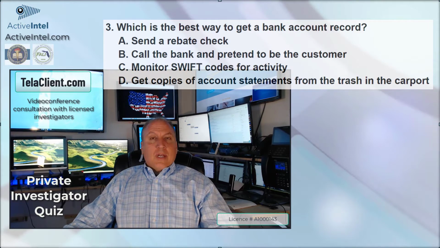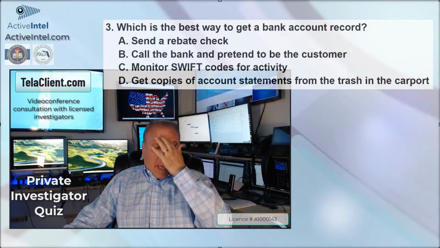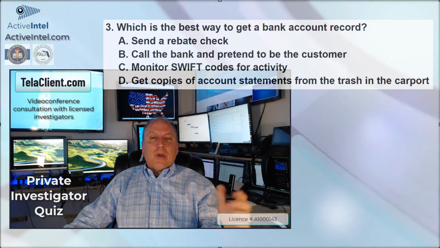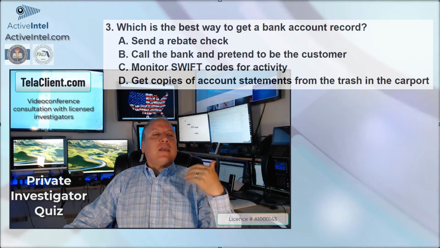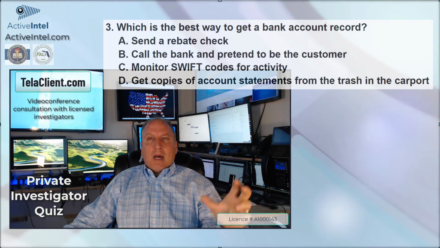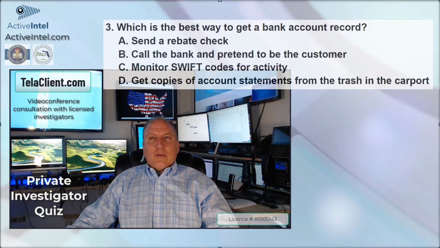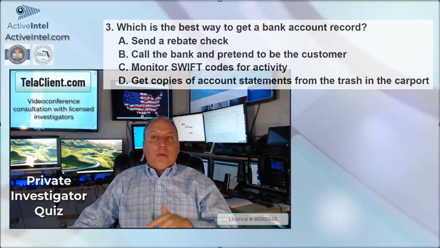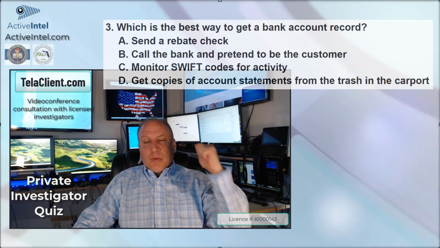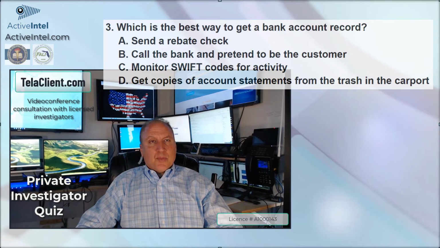Number two, you call the bank and pretend to be the customer. Hey, this is Joe Schmo. I want to get my balance, and you get that information that way. C, you monitor SWIFT codes. SWIFT codes are a way that banks exchange information from one another. Anytime you check a balance, you cash a check, you make a deposit, it creates a SWIFT code that interchanges between banks, and you monitor those for activity to find the bank account. And D, you get copies of account statements from the trash in the carport of the person. So you go through their trash, you pull out their bank statements, and you find out their bank information that way. Called a trash pull.